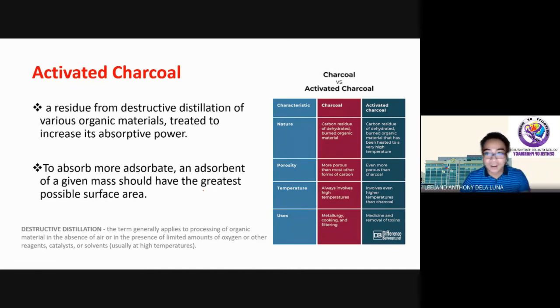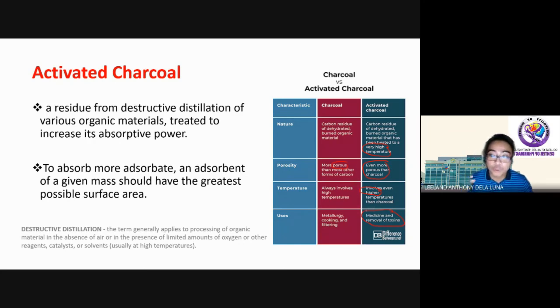Nakuha mo pinagkaiba ng charcoal sa activated charcoal. So class, charcoal is a carbon residue dehydrated from burnt organic materials. While activated charcoal, same din naman, pero class, is heated at very high temperatures. Okay? And in terms of porosity, class, porous na si charcoal eh. Pwede naman yun eh. Pero mas porous pa si activated charcoal. So temperature-wise, always higher ang temperature na ginagamit kapag gumagawa ka ng activated charcoal. And its uses, class, is mainly for medicinal purposes or to remove toxins. Are we clear? Are we good?